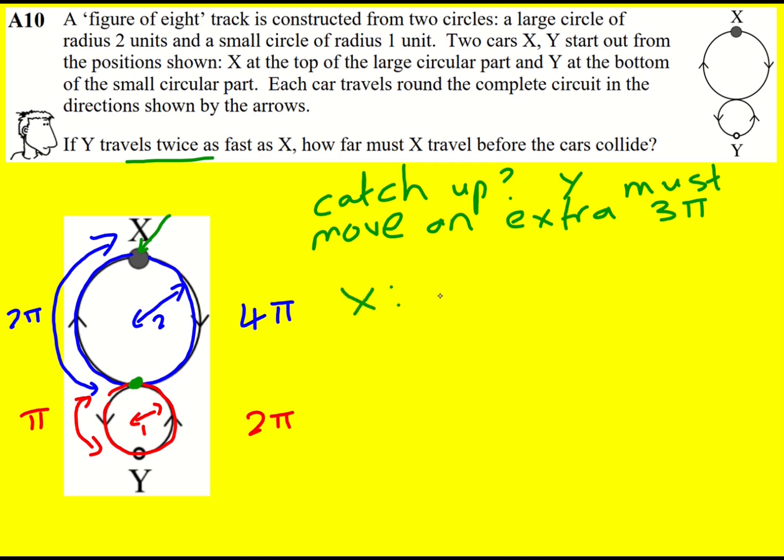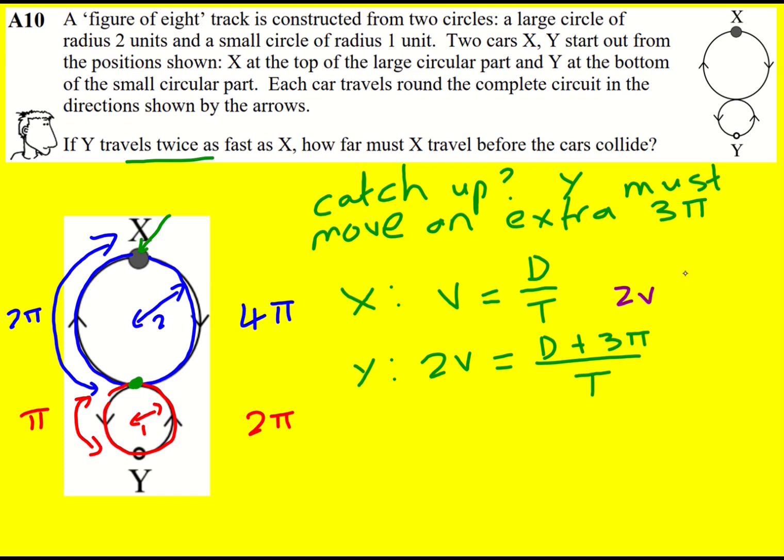So for x, I've got its speed, it's going to be its distance moved divided by its time taken. That's not particularly useful, but when I go to y, we're told that it's twice as fast, so 2v is going to equal the same distance that x has gone plus this extra 3 pi, and it's got to do so in the same time. Now I can solve these to work out what d is.